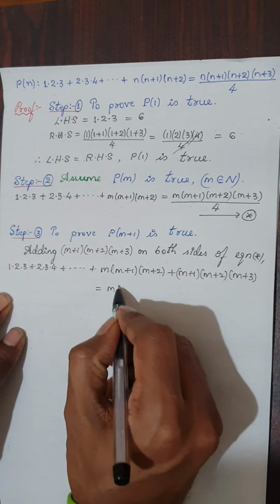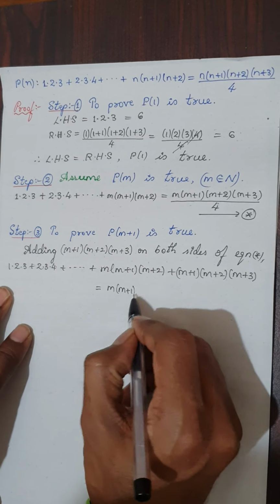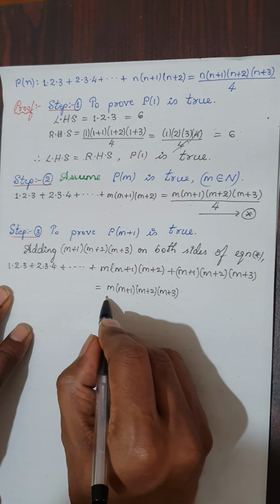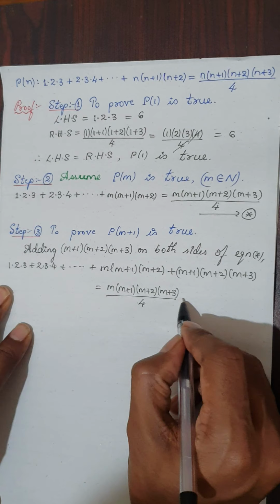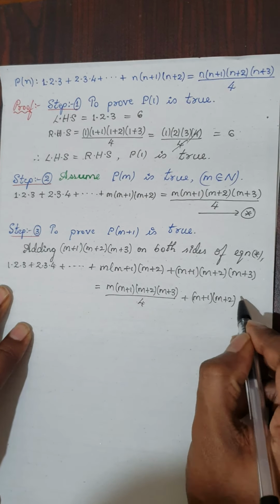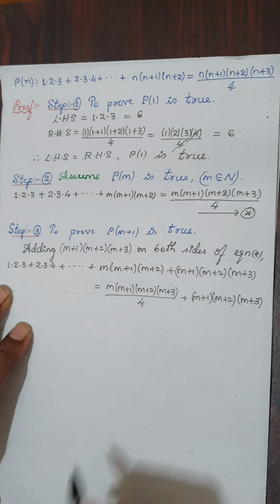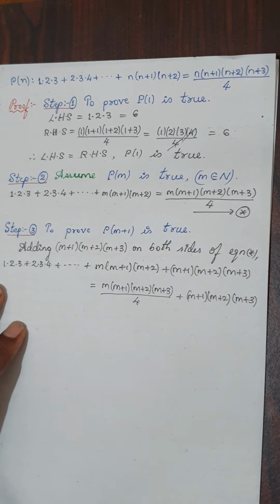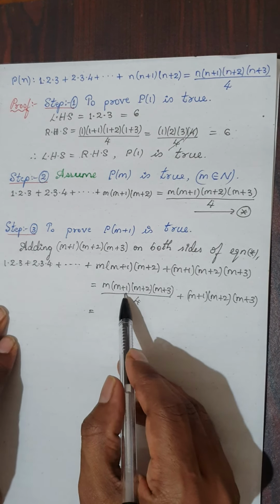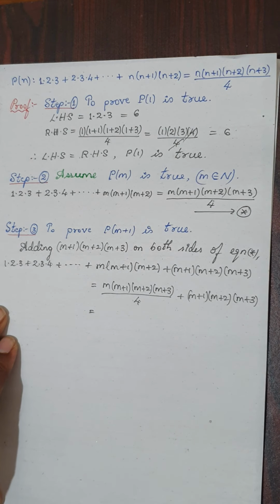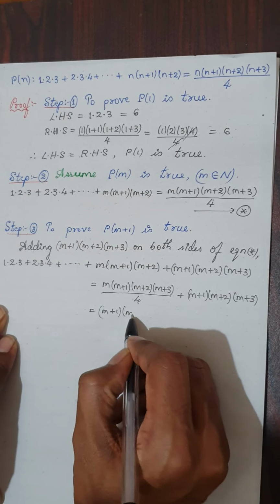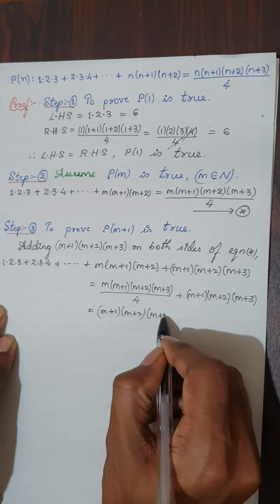I already have the RHS, which is m into m plus 1 into m plus 2 into m plus 3, whole divided by 4, plus the term I'm going to add, which is m plus 1 into m plus 2 into m plus 3. Isn't it very simple? What are the terms you can take common? In both the terms, I am left with m plus 1 into m plus 2 into m plus 3.